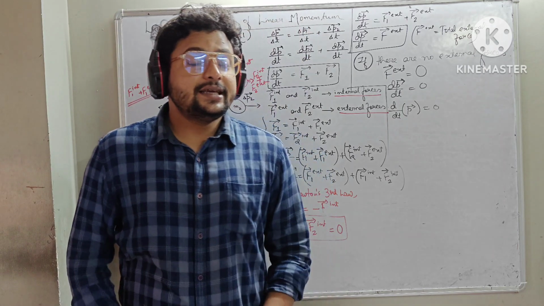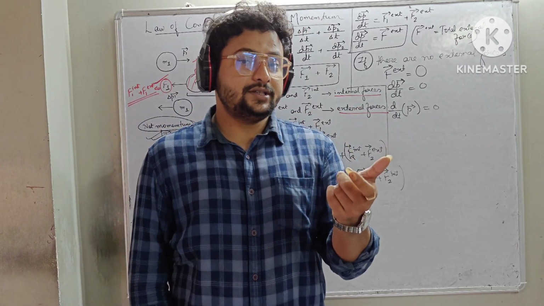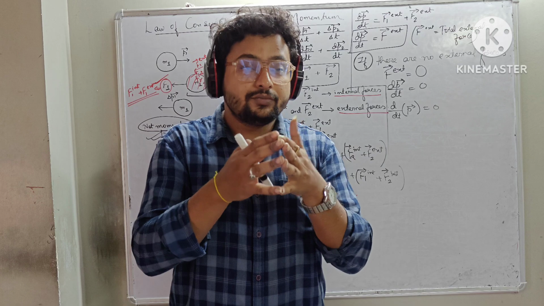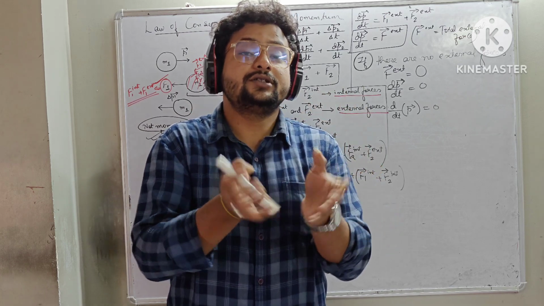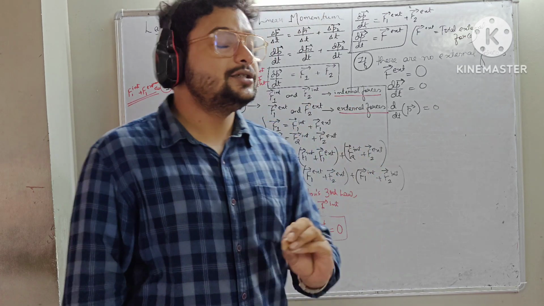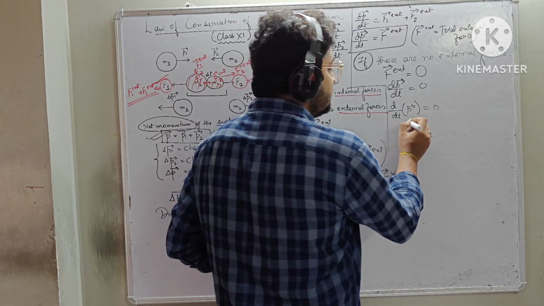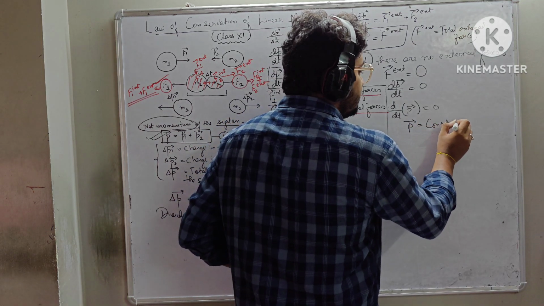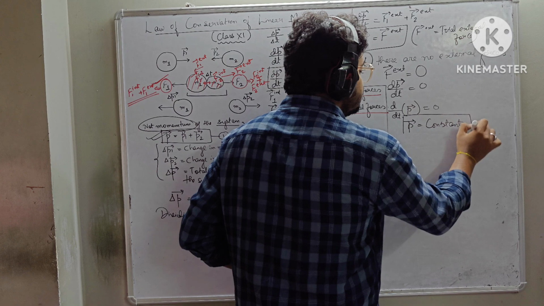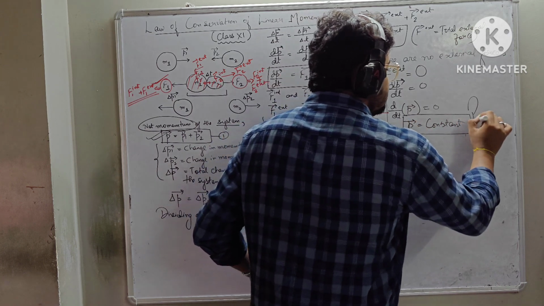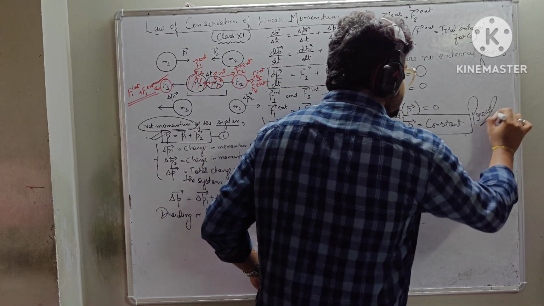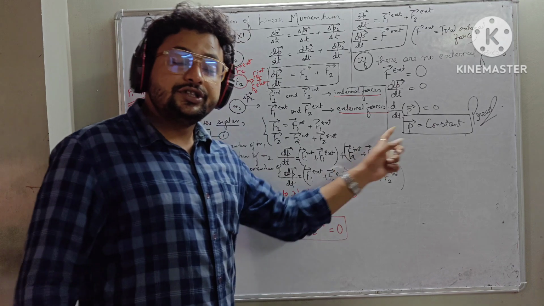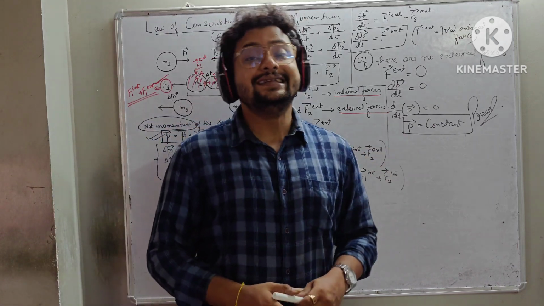Now if I say that the change in momentum of the system, after the collision took place, is 0. Change is 0. That means I can write P is constant. So this is your proof. It has been proved. So this is your law of conservation of linear momentum.